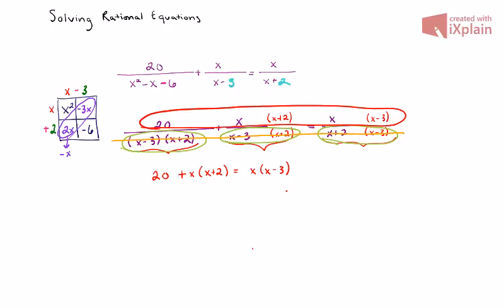But notice by ignoring the denominator, this allows me to actually go ahead and continue to work. So I'm going to go ahead and distribute my x's into the quantities. And this is going to give me 20 plus x squared plus 2x is equal to x squared minus 3x. So I've just distributed. The next thing that I might try is, well, I'll start combining like terms, but if I subtract an x squared from both sides, then it ends up canceling everything out, which is great.